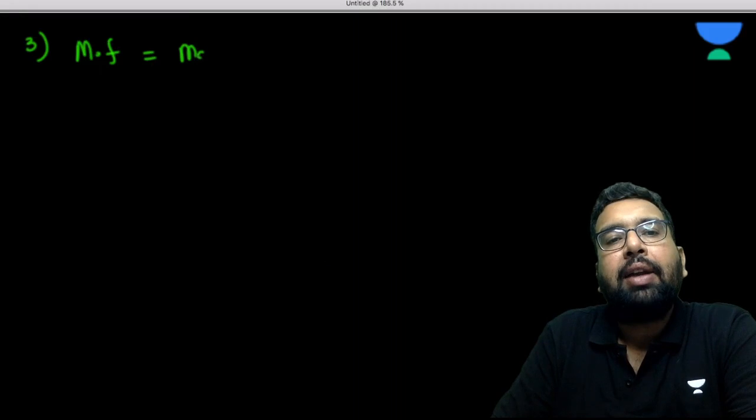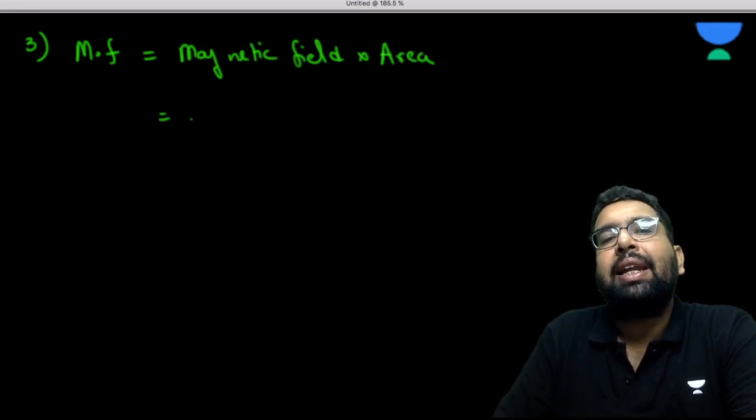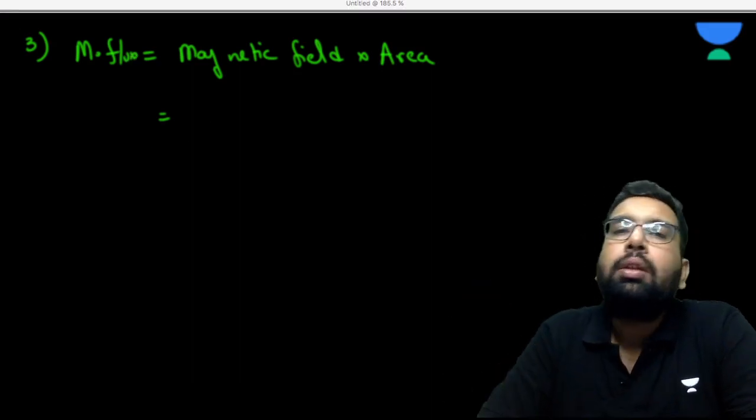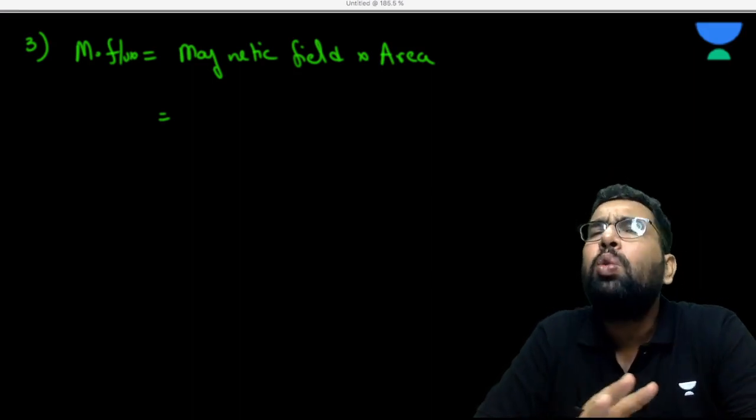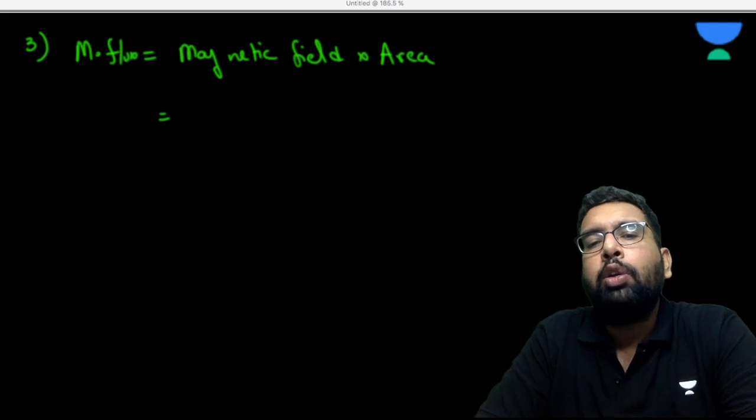So the magnetic flux is equal to magnetic field. Sir, we don't know this formula. Don't worry if you don't know it now. Magnetic flux is equal to magnetic field into the area. If you have done magnetism, you must know this formula. If you haven't, don't worry about it. We are going to reach it very soon. So what is the dimension of this magnetic field?